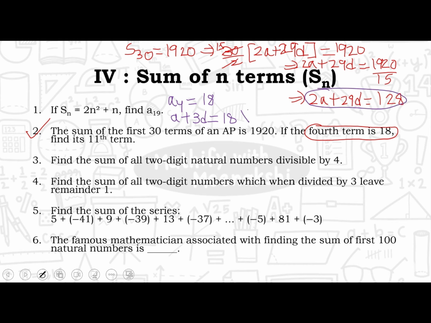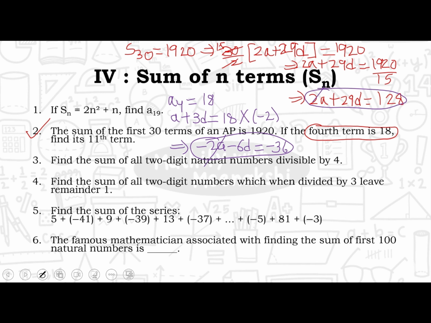So what I will do, I will multiply this with minus 2 just to make the coefficient additive inverse. If you multiply this with minus 2, you will get minus 2a minus 60 is equal to minus 36. This is my second equation. Now solve these two equations, this one and this one. So when you add these two equations, what do you get?